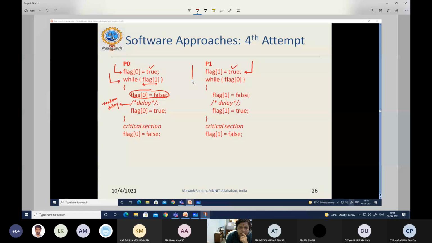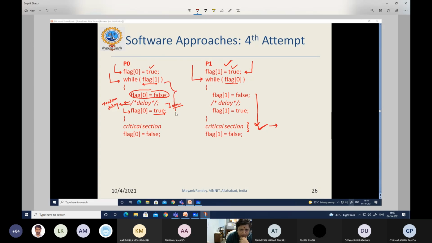So P1 gets a chance, executes while. Right now it is false. While loop will not run, P1 can enter its critical section. P1 is executing inside its critical section. P0 is in delay. Suppose delay is over. What will P0 do? P0 will make flag 0 equal to true. P1 is still in its critical section. Flag 1 is still true, because P1 is in its critical section.